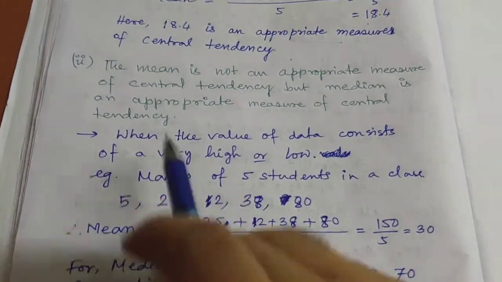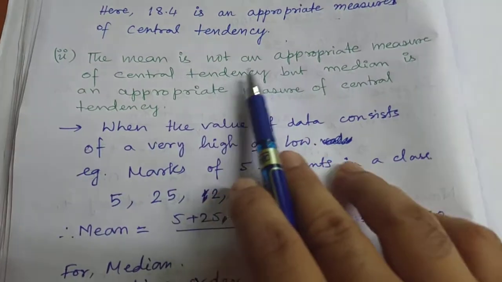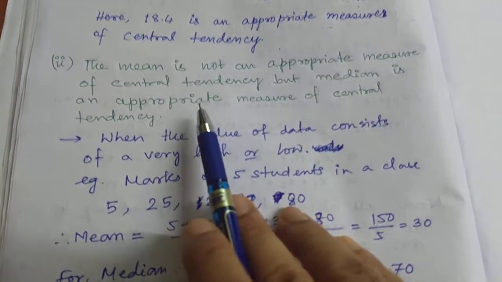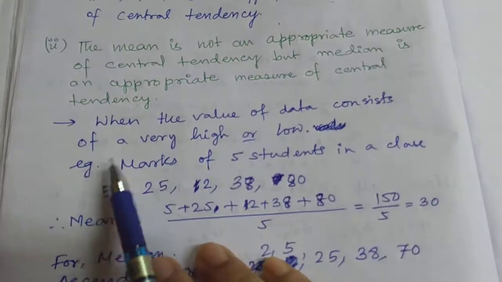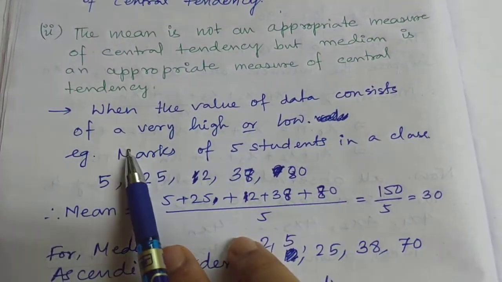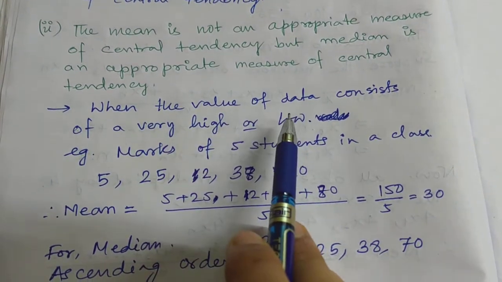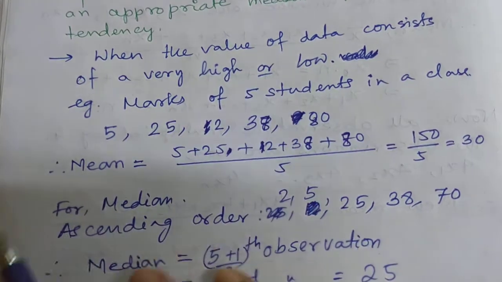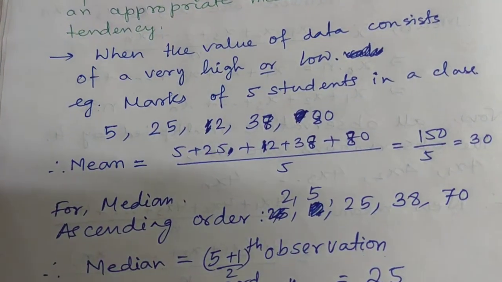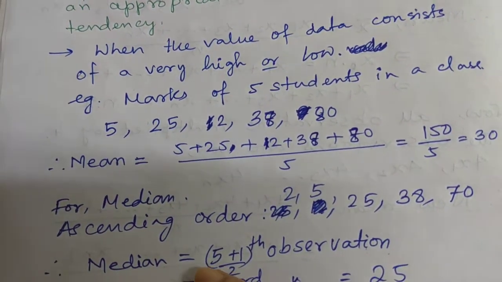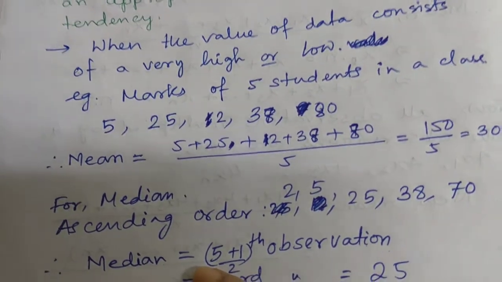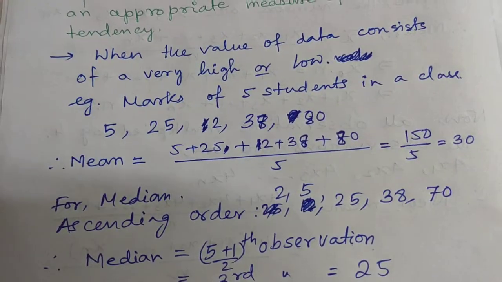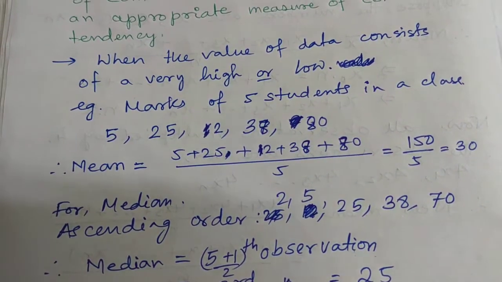Now the second one says the mean is not an appropriate measure of central tendency, but the median is. This is when the data consists of very high or very low values. Suppose in a class of 100 students, most students got less than 20 marks, but 5 students got 100 out of 100, and another 5 students got 98 out of 100. If we find the mean at that time, it will not be the correct measure of central tendency.